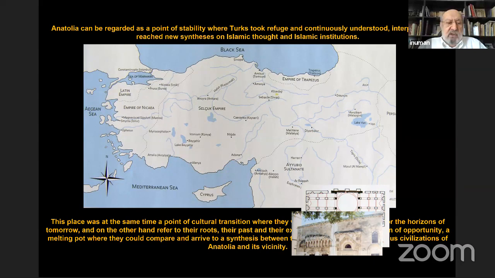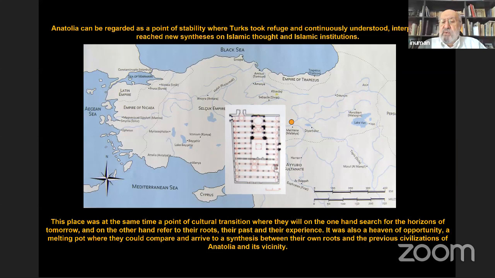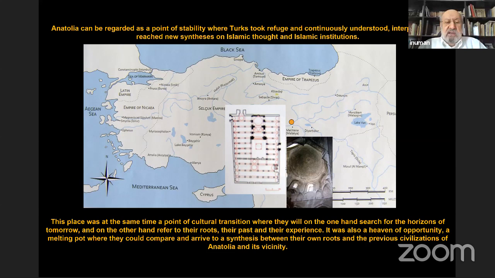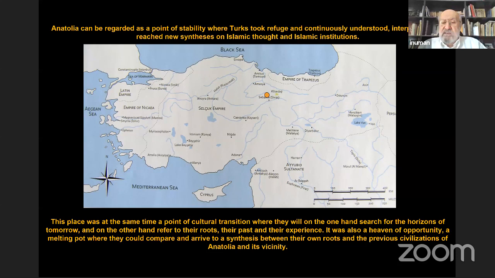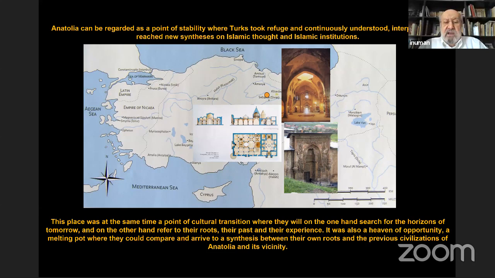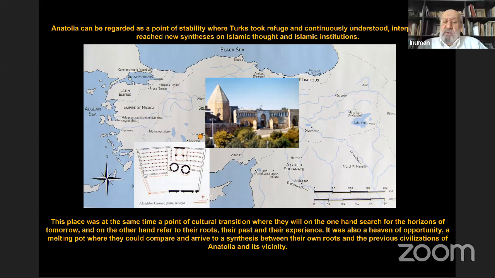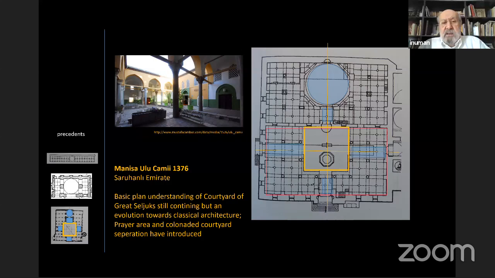So this place was at the same time a point of cultural transition, where they will, on one hand, search for the new horizons for tomorrow, and on the other hand, refer to their roots, their past, and their experience. It was also a heaven of opportunity, of a melting pot, where they could compare and arrive to a synthesis between their own roots and the previous civilizations of Anatolia and its vicinity.